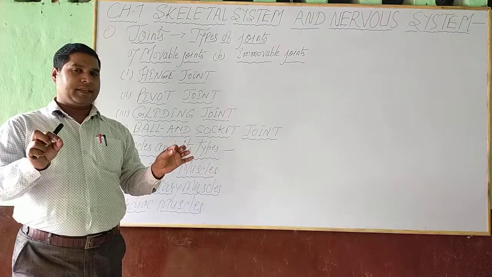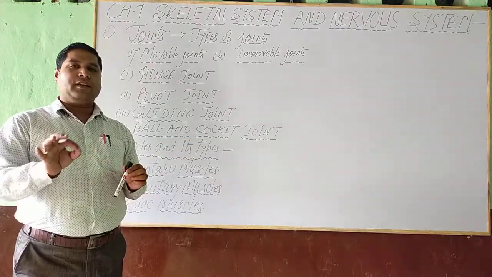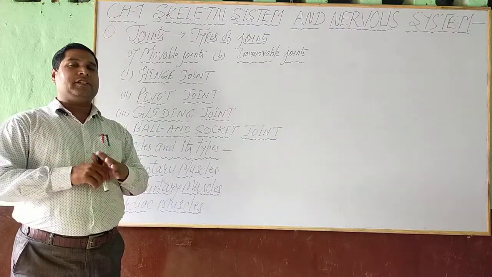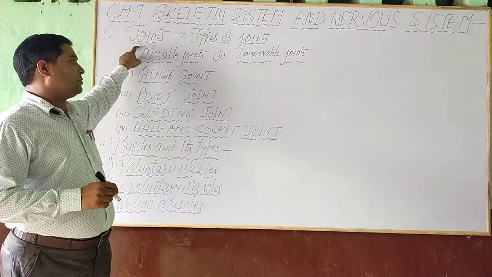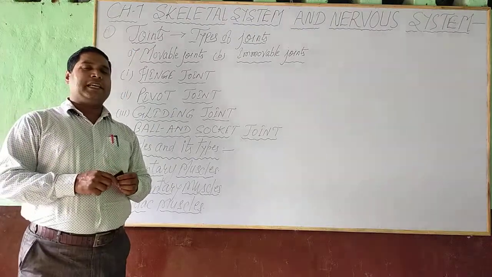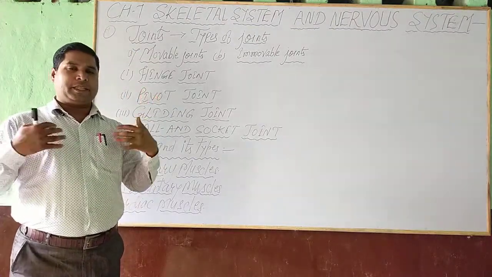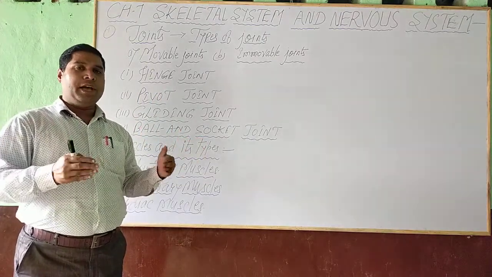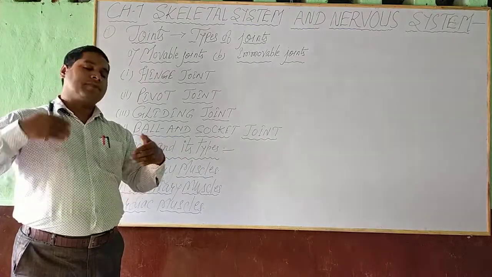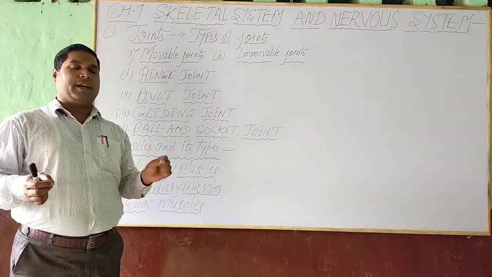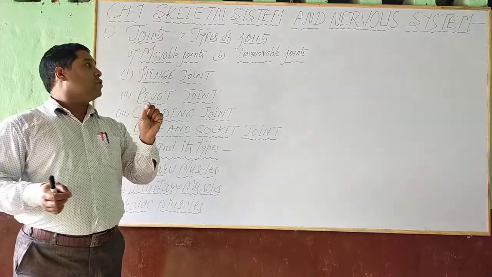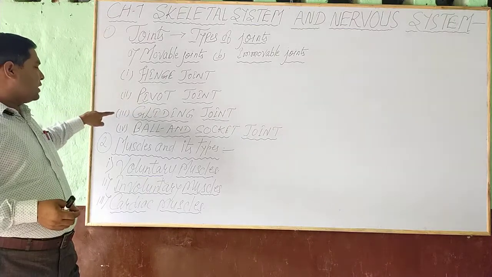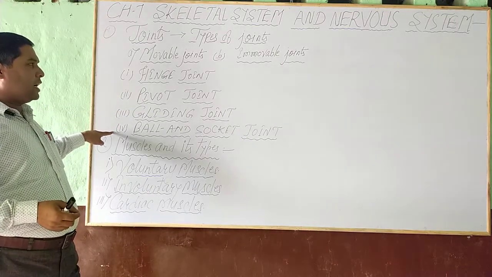A joint is a place where 2 or more bones joined together. Dear student, basically 2 type of joint are present in the human body: movable joint which can move, and immovable joint which is unable to move, also known as fixed joint. So movable joints are hinge joint, pivot joint, gliding joint and ball and socket joint.